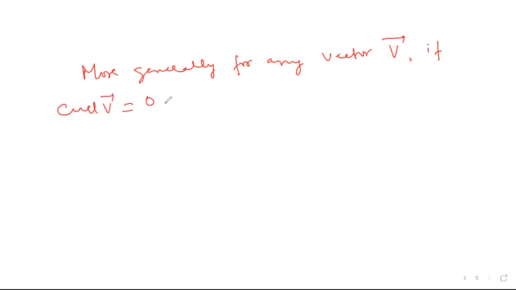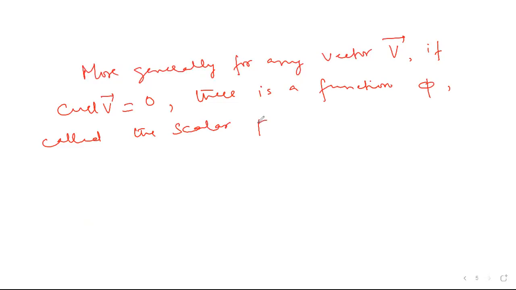Now, more generally, for any vector v, if curl v is 0, there is a function phi called the scalar potential of v, such that v is minus gradient of phi.